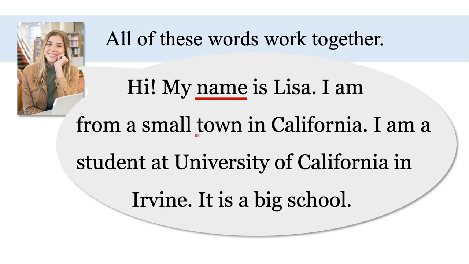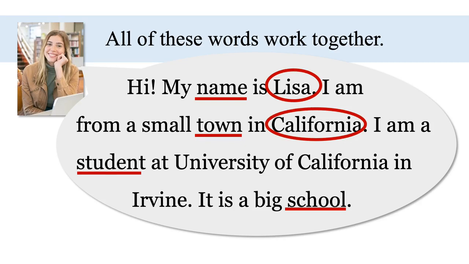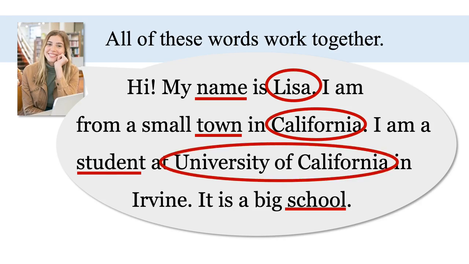Name, town, student, and school. Okay, now let's circle the proper nouns. Lisa, California, University of California, Irvine. Proper nouns are easy to see because they have the capital letters.